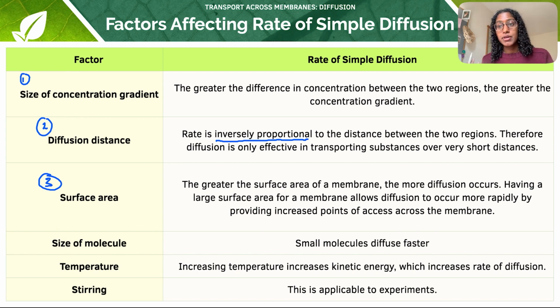This makes sense because it allows a larger surface area for these particles to diffuse across the membrane, instead of, like, a queue forming across a short membrane, for example. So then number 4 is the size of our molecule. Smaller molecules diffuse faster. Number 5 is our temperature. Remember, increasing the temperature of a substance increases the kinetic energy of the particles, which increases the rate of diffusion.